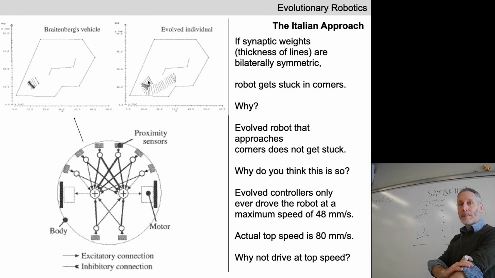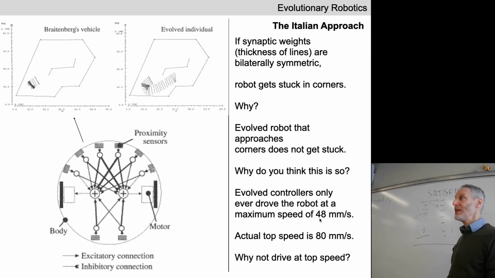Question? Okay, last mystery before we move on to another experiment. The very best evolved controllers, or some of the best, only ever drove the robot at a maximum speed of 48 millimeters per second. But the motors themselves could turn the wheels up to 80 millimeters per second. Evolution never got anywhere close to that. Why not?